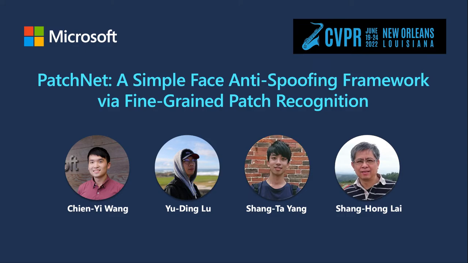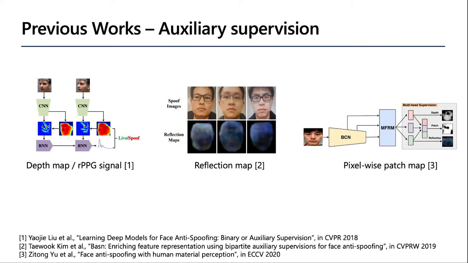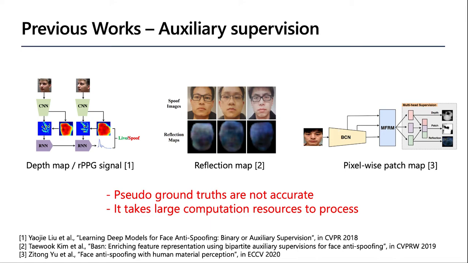Today I'm going to introduce you our new method called PatchNet for addressing the challenging face anti-spoofing problem. A robust face anti-spoofing model is very important to assist the face recognition system to block malicious users. Many previous methods leverage pixel-wise pseudo-ground truths as the auxiliary supervision signal to learn more robust anti-spoofing features. However, it suffers from non-accurate ground truths and large computational resources.